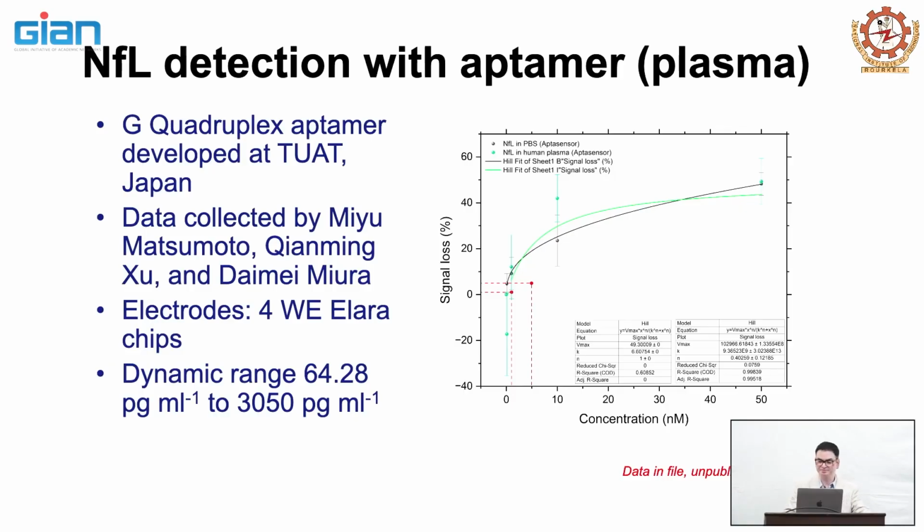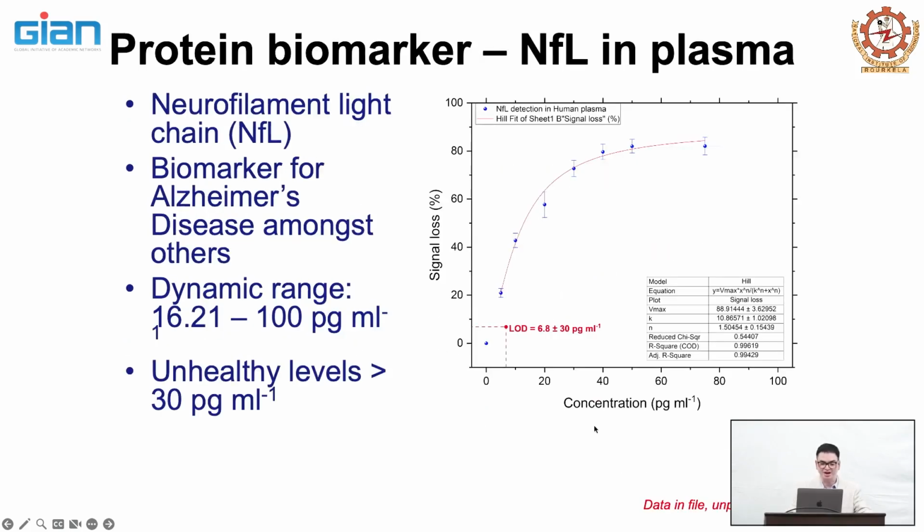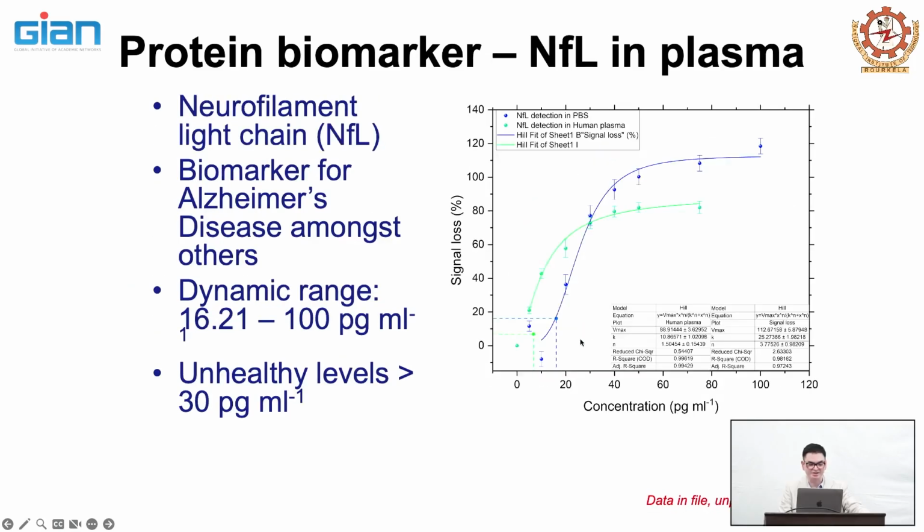On the other hand, this is NFL. This is some work that has been done using nanoMIPs here. The nice thing here is you're getting the dynamic range. This is probably done in PBS, and then this is the next one, which has been done in plasma, getting a limit of detection of 6.8 plus minus 30 picograms per milliliter here. And then this is when you overlay the two plots, one in plasma and one in PBS, because PBS doesn't have any interference, right? So you can look at this.